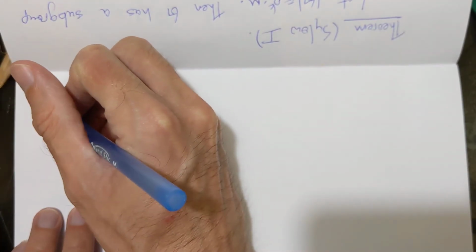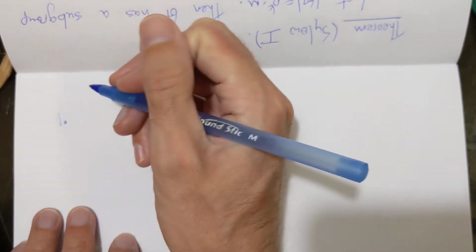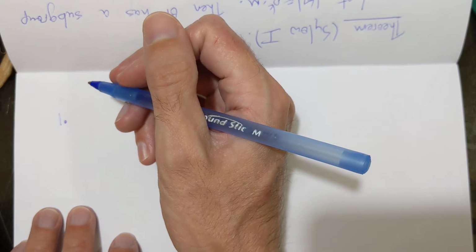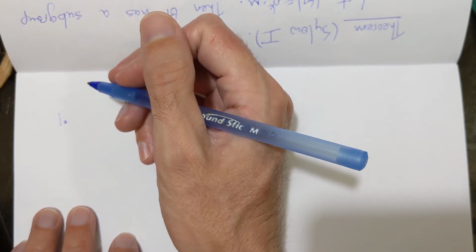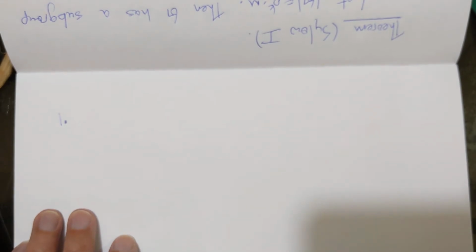Okay, question 1. You have to compute the commutator subgroups of D4, D5, and the Quaternions. Okay, let's do that.